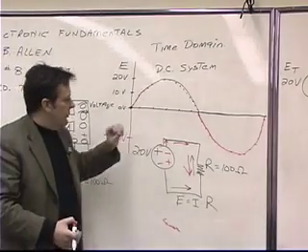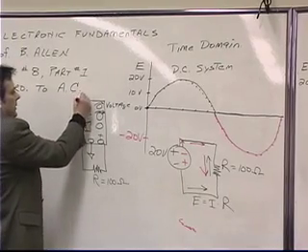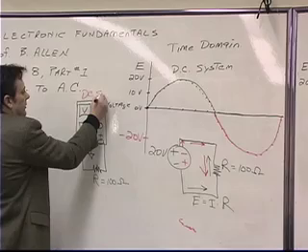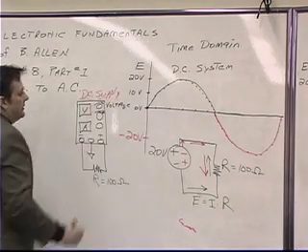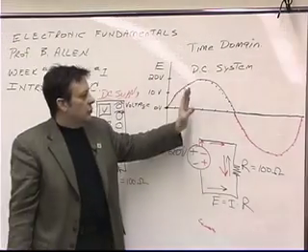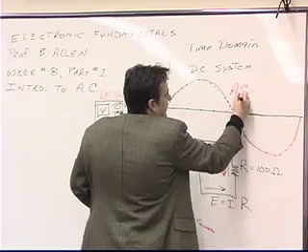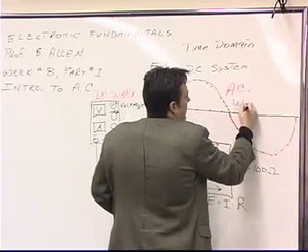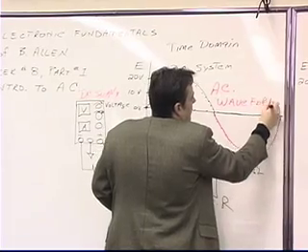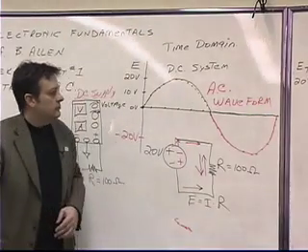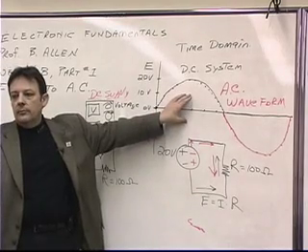So this is how you could take a regulated DC supply, and again, this is a DC supply. You can take a DC supply and you can create an AC waveform. This is the basis of AC.